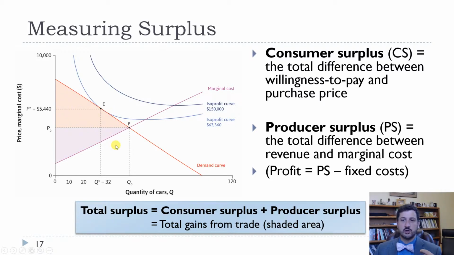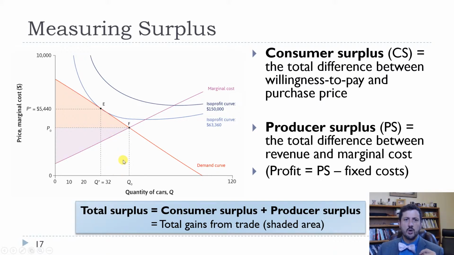For a producer, the producer surplus is the difference between the revenue they get from selling and their marginal cost, right? Now, it's not quite profit because we have to take into account fixed costs as well, but we can think of profit as the producer surplus minus the fixed costs. And so here we have the marginal cost curve going up, the demand curve going down. We'll call this marginal cost curve the supply curve in the next chapter.